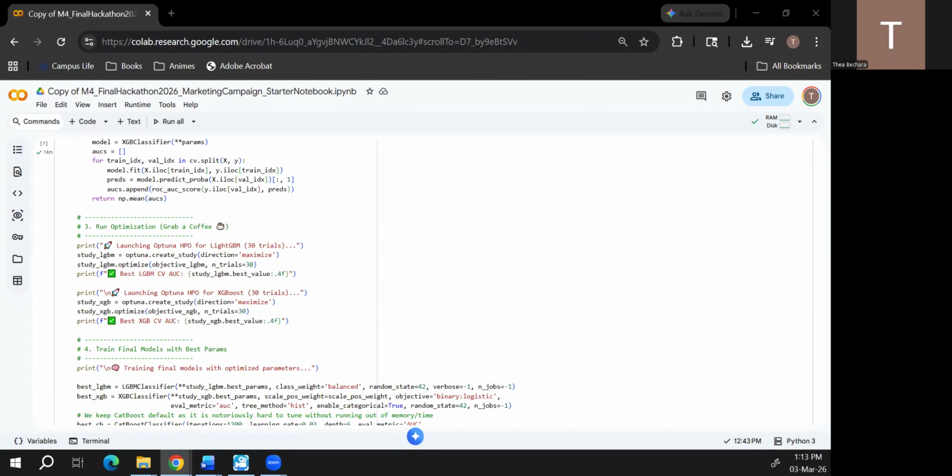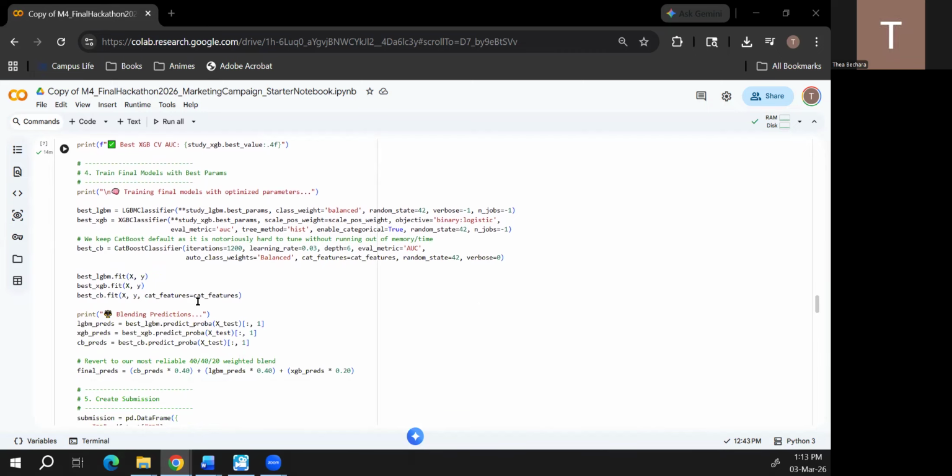In part three, I launched the actual optimization study. Instead of relying on a slow, exhaustive grid search, Optuna uses Bayesian optimization. Over 30 trials, it learns from its past attempts to intelligently navigate the hyperparameter space, aggressively hunting for the parameters that maximize that cross-validated ROC-AUC score we defined in the objective function.